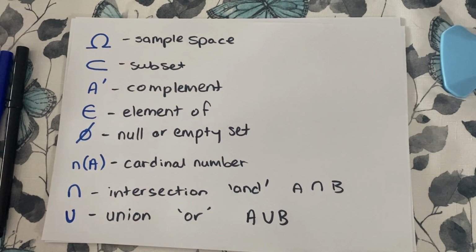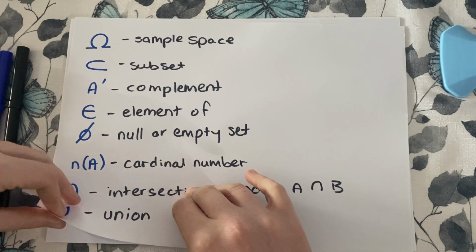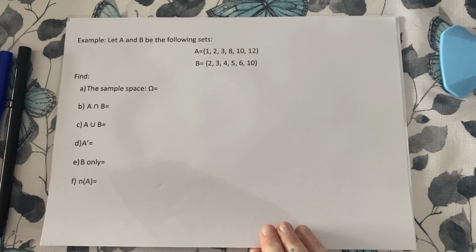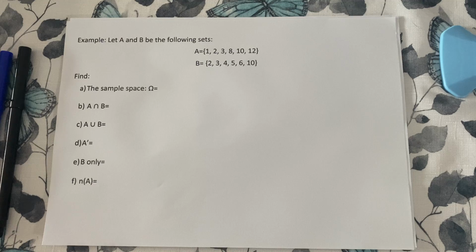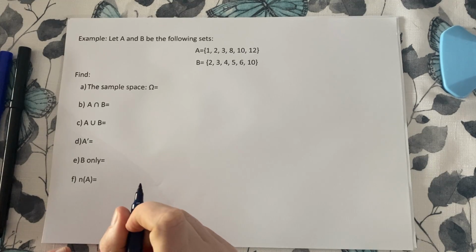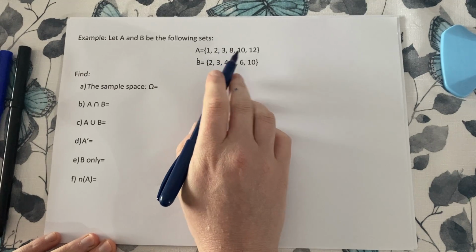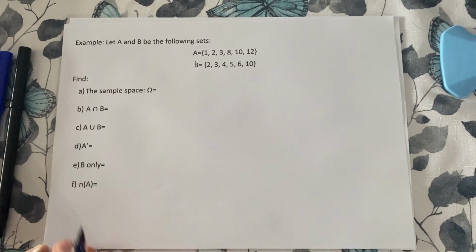For this lesson, I've split it into 2 parts. In the first part, we're just going to focus on looking at these symbols, identifying them and using them. For our example, let A and B be the following sets. Set A is 1, 2, 3, 8, 10 and 12. Set B is 2, 3, 4, 5, 6 and 10.